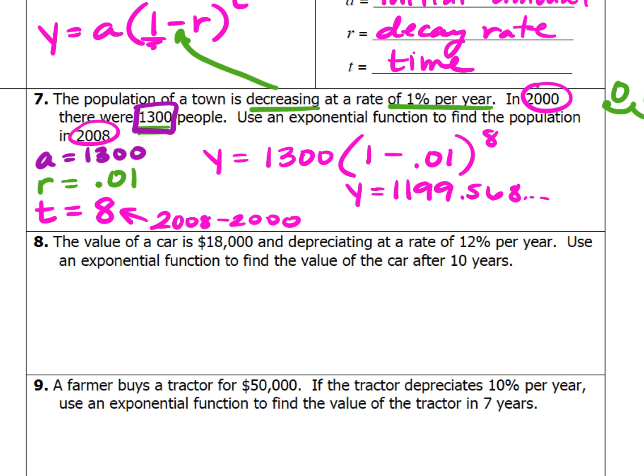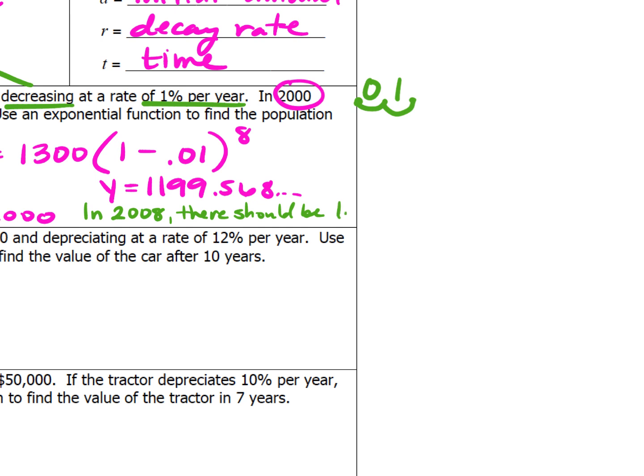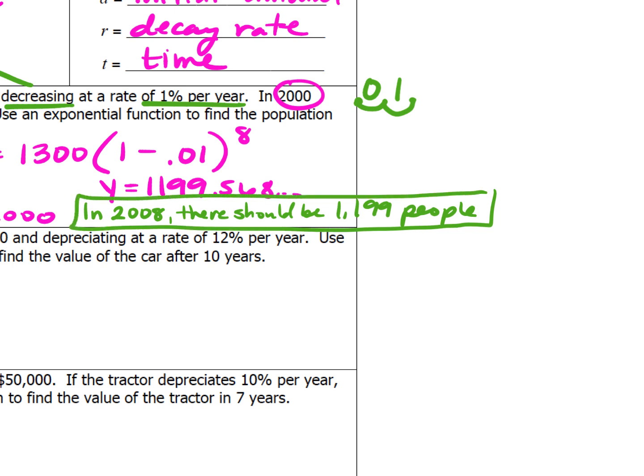People, right? So I would say in 2008, there should be 1,199 people. And again, I didn't round it up here because they're saying in 2000, it's this number. So another year, maybe it jumps over that 99 and turns to the 1,200 mark.